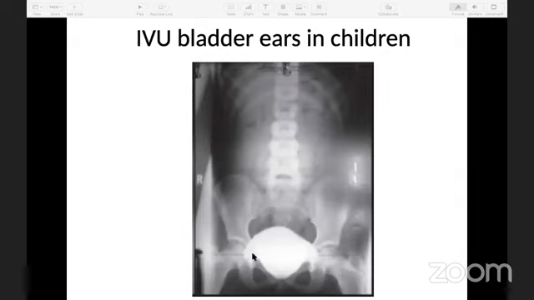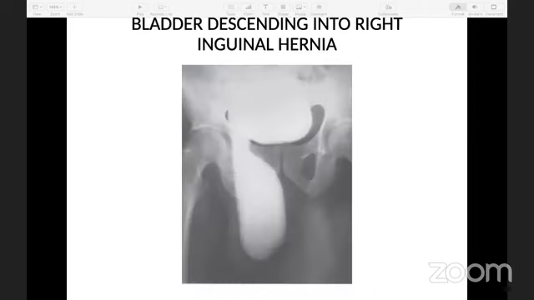Physiological herniation of bladder into bilateral still incompetent internal rings. This is typically seen in children on IVU and never seen on MCU. And it's physiological, it disappears after 5 to 7 years. Bladder herniation into right inguinal hernia.